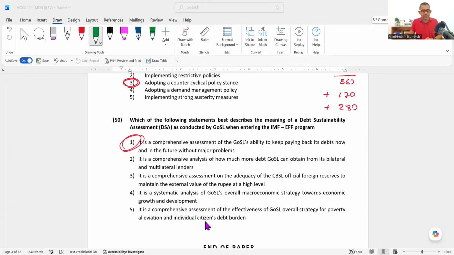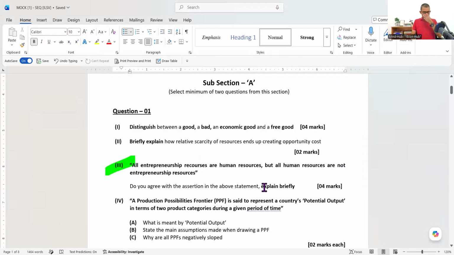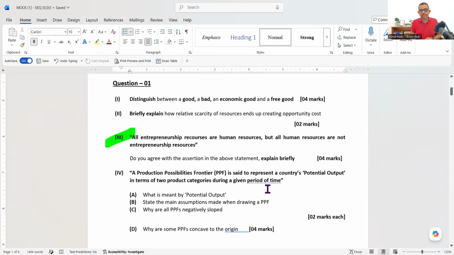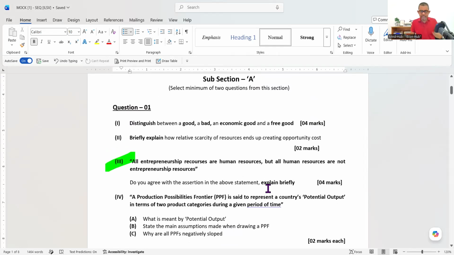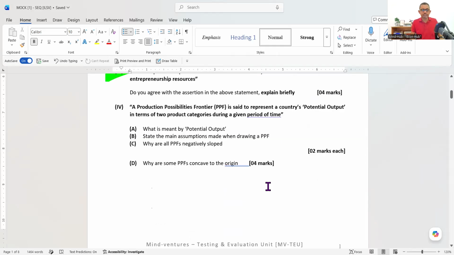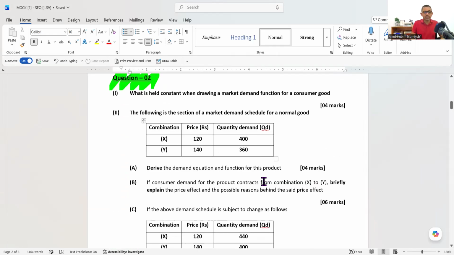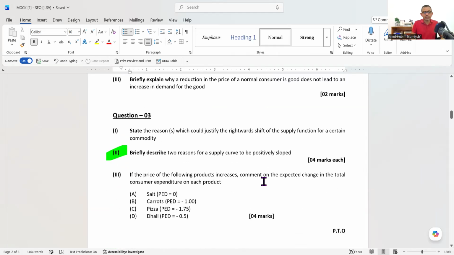Right. With that, very quickly, I want to jump into the SAQ paper a bit. I have highlighted a few questions that I think you should give a bit more special focus. All the questions are important, but these questions deserve a little more special focus. Question 1, part 3. The entire question 2, there's a correction in one of the answers, which I'll do in a bit. Entire question number 2.